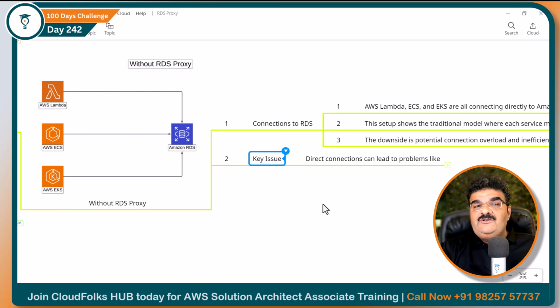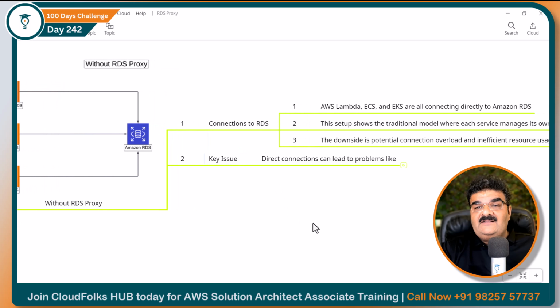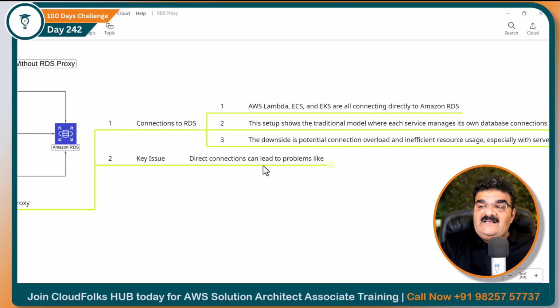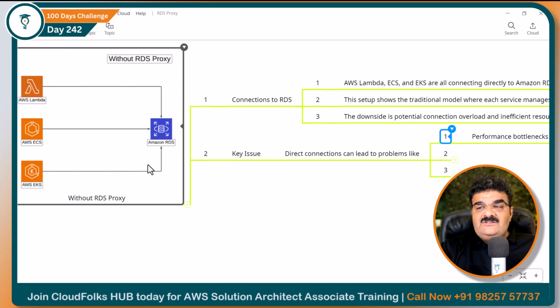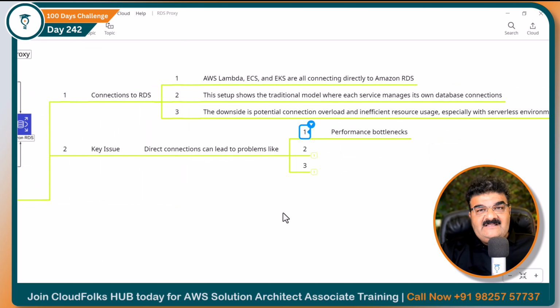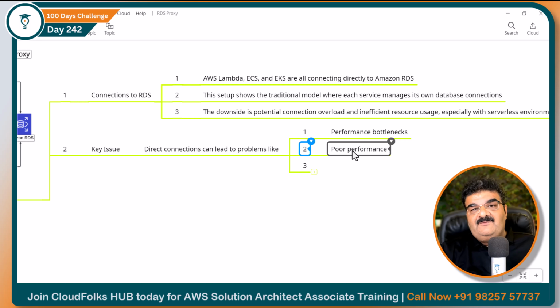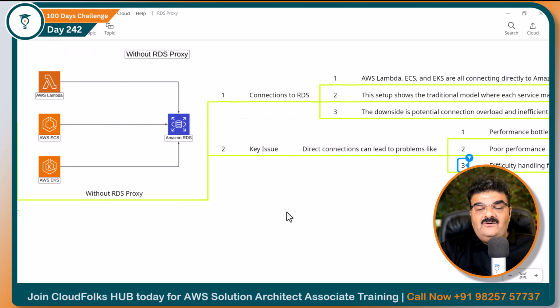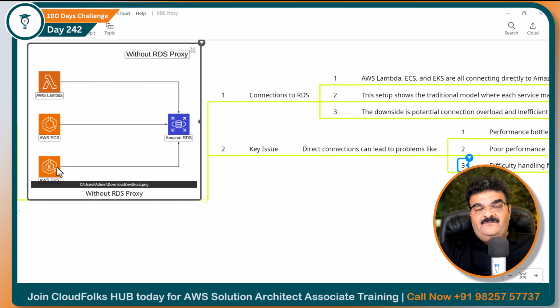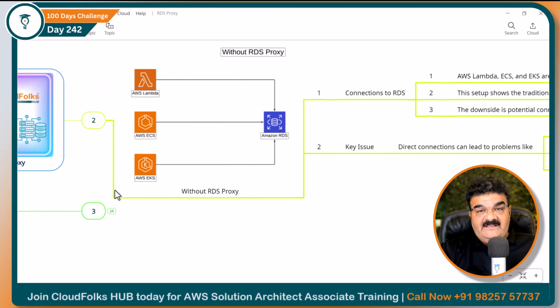Now, if you do not add this layer of RDS Proxy, what are the key issues that we are going to face? Direct connections can lead to problems like performance bottlenecks. There are many users directly connecting to your database with nothing in between them, so the database can be a bottleneck. If the database is bottlenecked during a high number of user connections, the performance will be really poor. It is also difficult to handle failover scenarios because we have different kinds of front ends connecting directly to Amazon RDS.